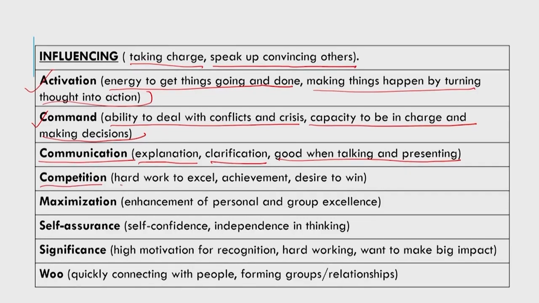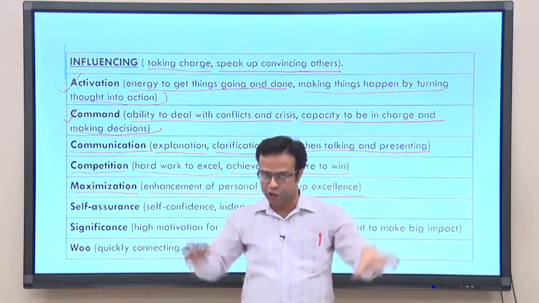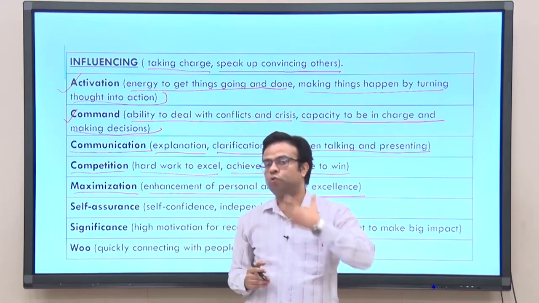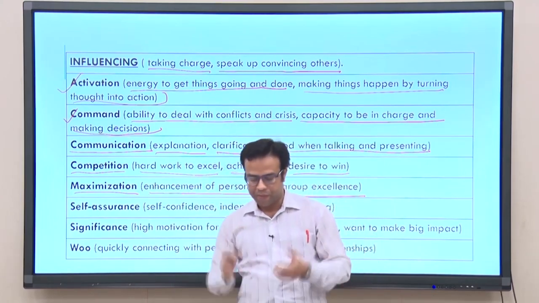Competition is about hard work to excel, achievement, and desire to win. So, this drive to excel, achieve, and win is also connected to influencing. Maximization is about enhancement of personal and group excellence. You are able to maximize outputs from people and the situation, from the individuals as well as the group situation. If you are able to influence people, that means you are able to maximize the output from the people and the group.